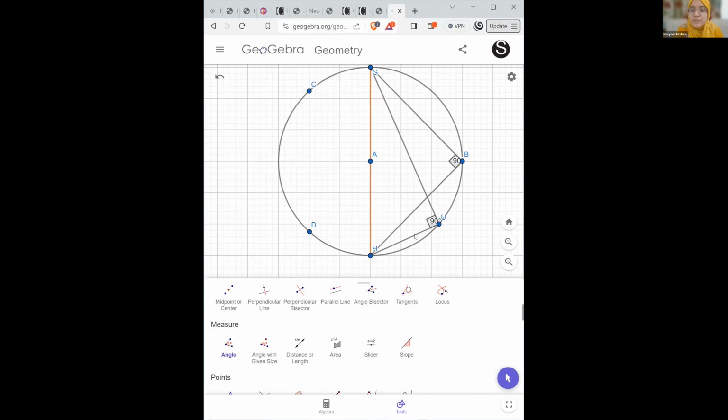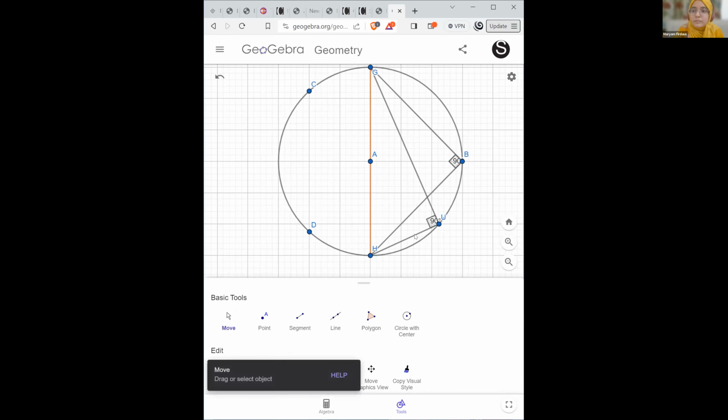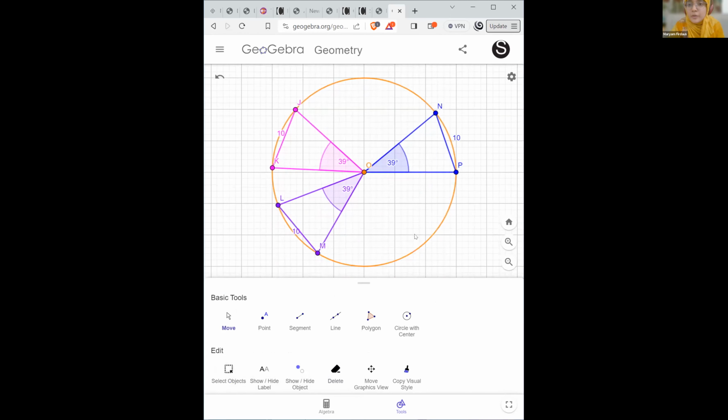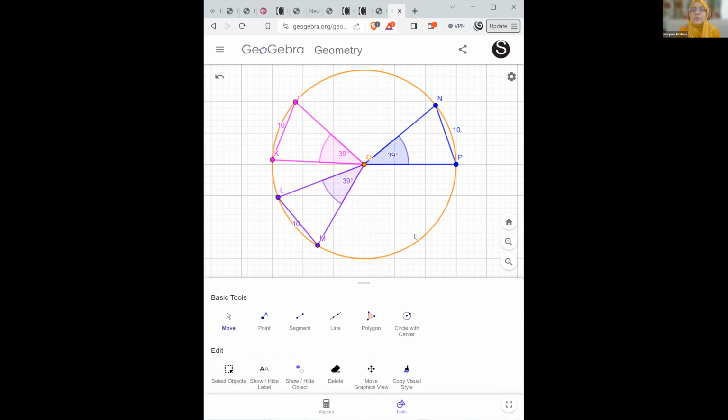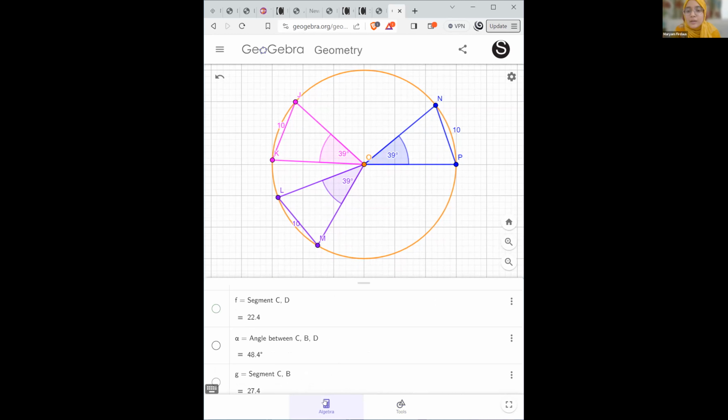Okay. Now let's come to the first theorem of yours, that equal chords subtend equal angles at the center. Over here I've already made it. What we can do is we can just hide this angle and everything. Now you can see I have tried to make three equal chords over here.